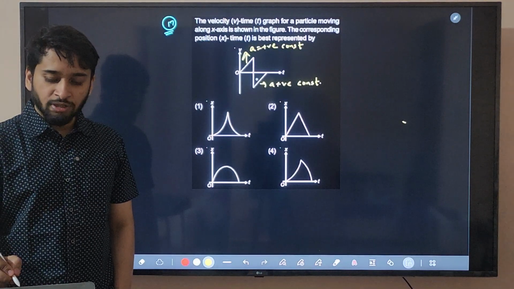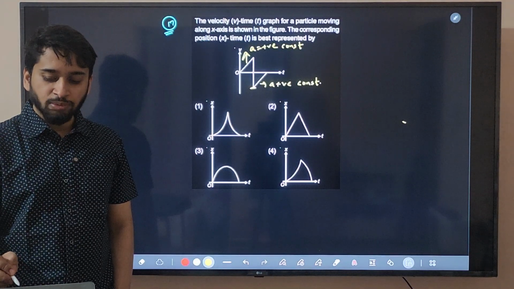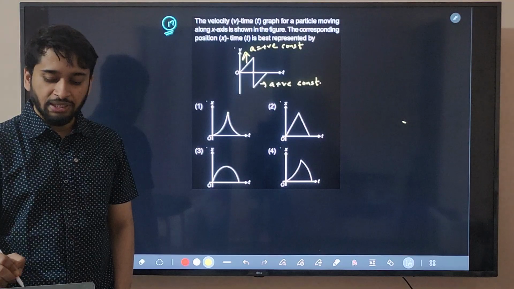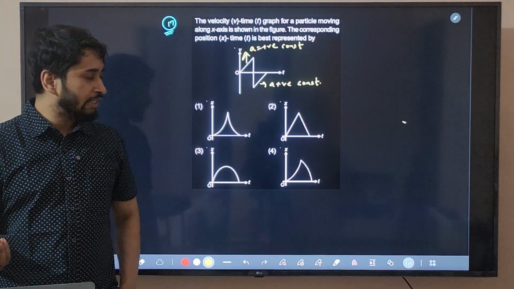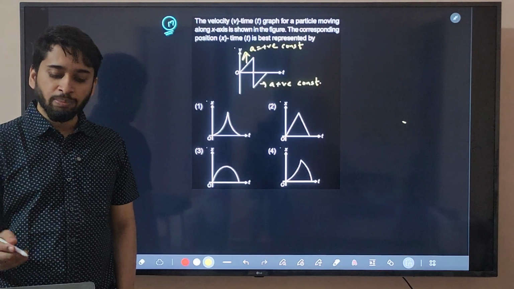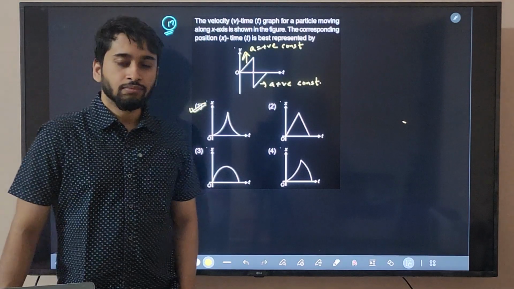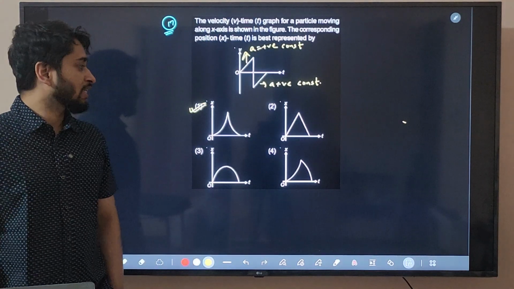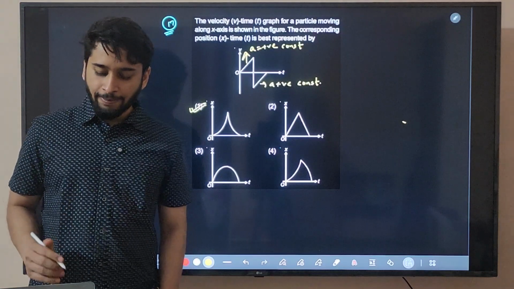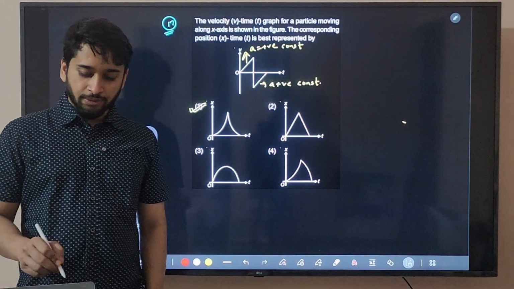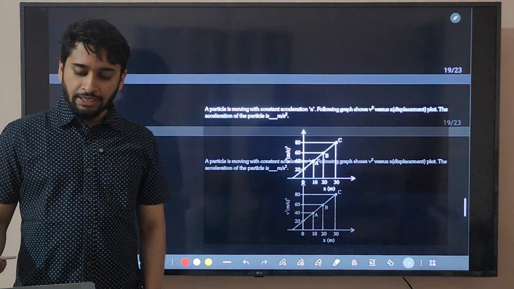Then suddenly the velocity becomes negative. The particle starts moving in the opposite direction, so position will be decreasing. But if you think in terms of parabola, both should be upward parabola. So the best answer will be option 1 here. Clear? Great. Let us see the next one.